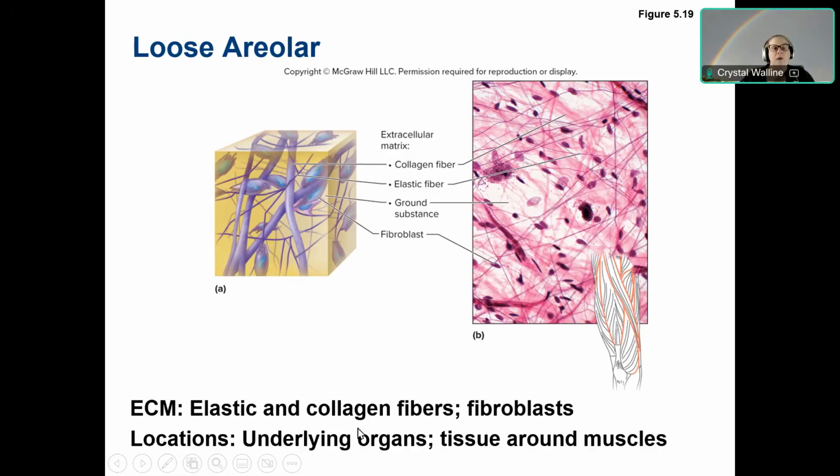You find areolar tissue beneath your organs, and you find the tissue between and around different segments of muscle. So when you're cutting boneless, skinless chicken breast and you see that white, membranous stuff that's wrapped around the chicken breast, that's a type of loose areolar connective tissue.